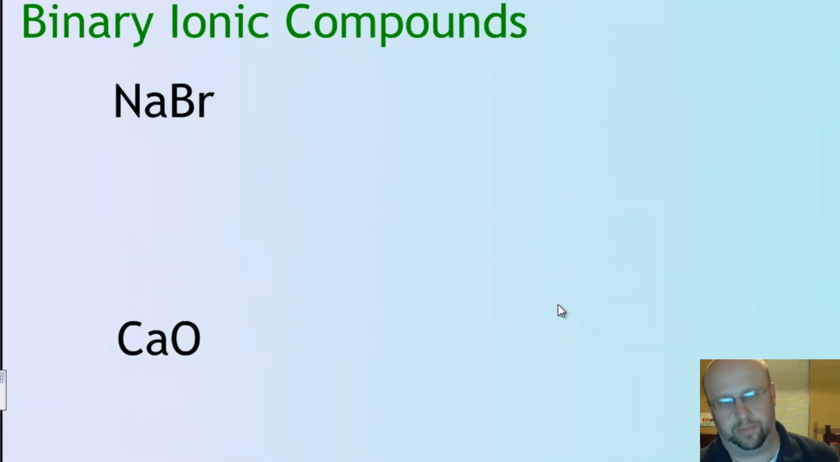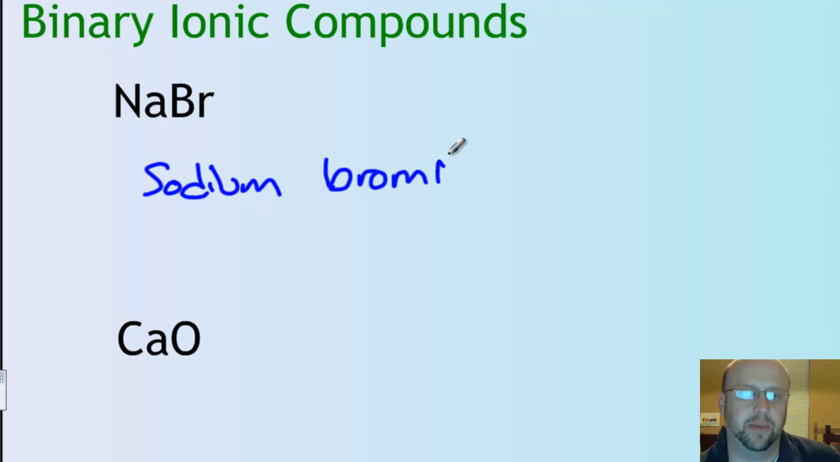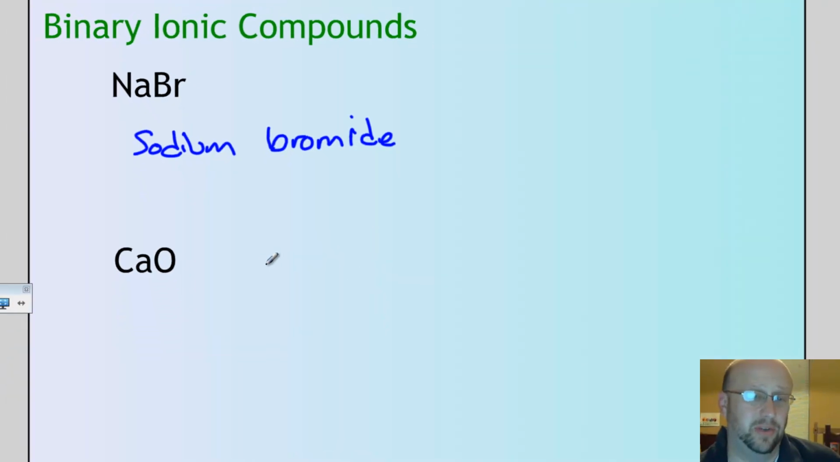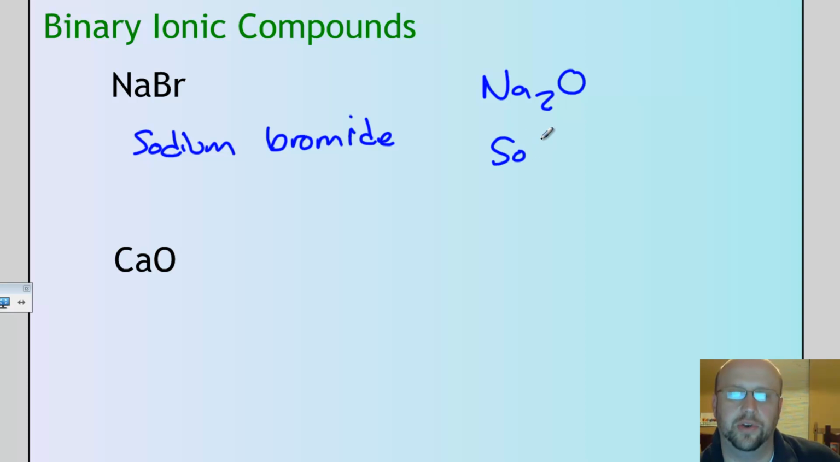So that leads us into actually naming them. How do we name them? Na is sodium, and then Br is bromine, and remember we changed the ending, so that becomes bromide. Sodium bromide. That's really all there is to it. I don't ever have to worry about subscripts, so if I had something like Na2O, that's still sodium, and it's oxide. I don't have to worry about the number here.